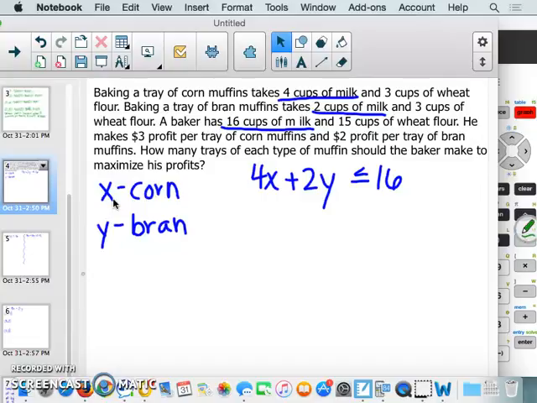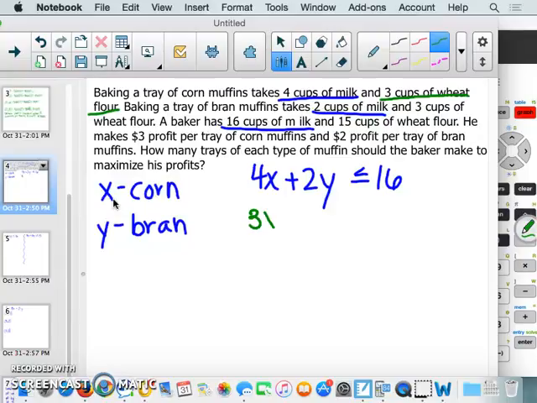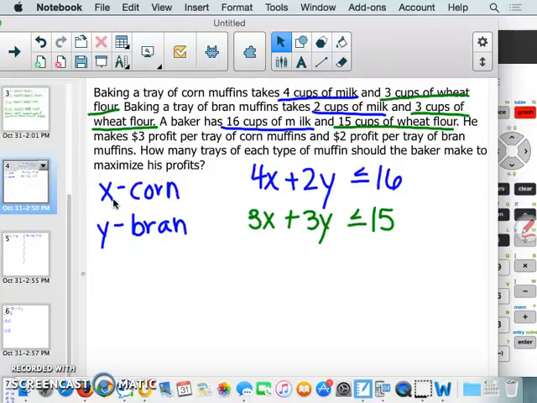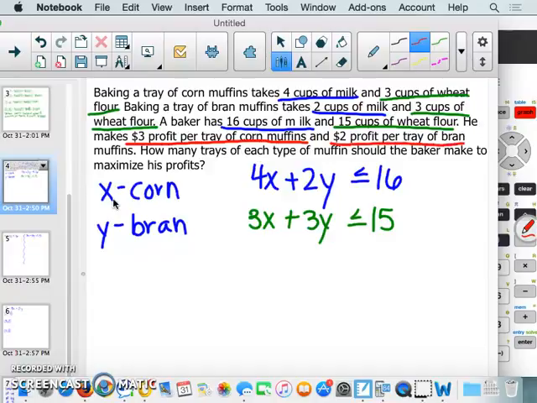Then we will do cups of wheat flour. So 3 cups of wheat flour for corn muffins is 3X, plus 3 cups of wheat flour for bran muffins, so 3Y. And there are 15 cups of wheat flour altogether, so less than or equal to 15. Those are our 2 constraints. And then we have the profit function. He makes $3 per tray of corn muffin and $2 per tray of bran muffin. So the profit is equal to 3X plus 2Y.